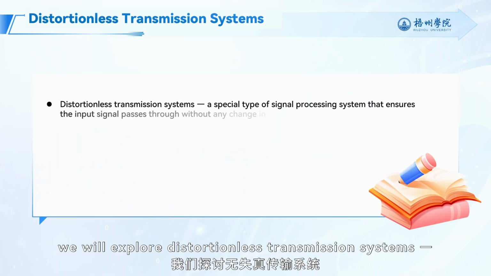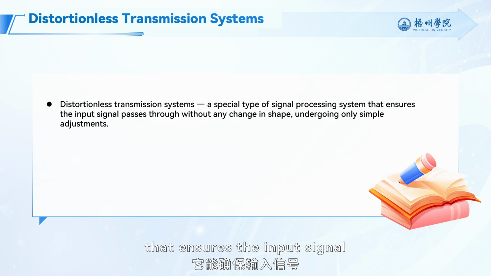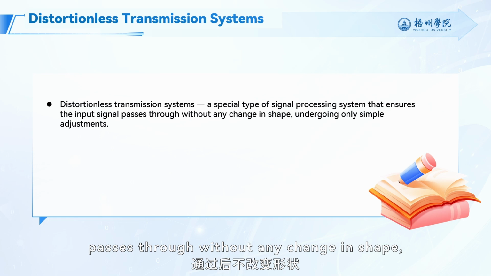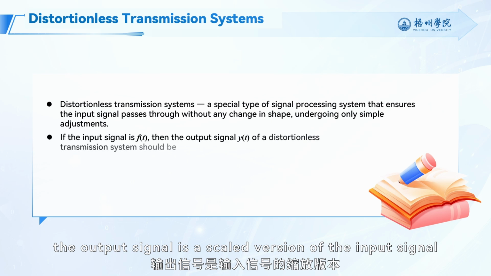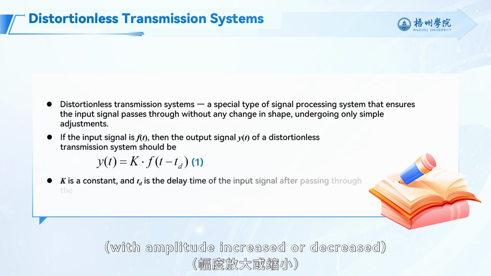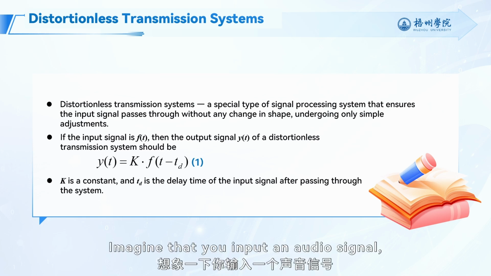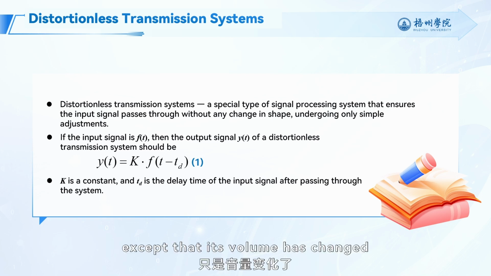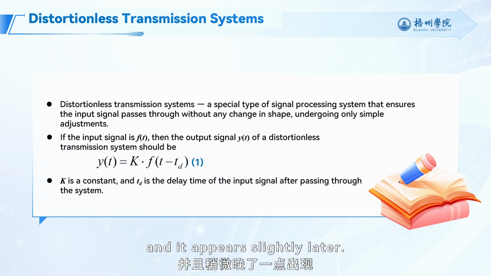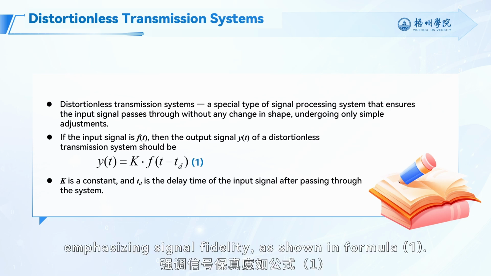Today we will explore distortionless transmission systems, a special type of signal processing system that ensures the input signal passes through without any change in shape, undergoing only simple adjustments. The output signal is a scaled version of the input signal with amplitude increased or decreased, and is uniformly delayed in time. Imagine that you input an audio signal, and on output it sounds exactly the same, except that its volume has changed and it appears slightly later. The system is essentially linear and time invariant, emphasizing signal fidelity as shown in Formula 1.